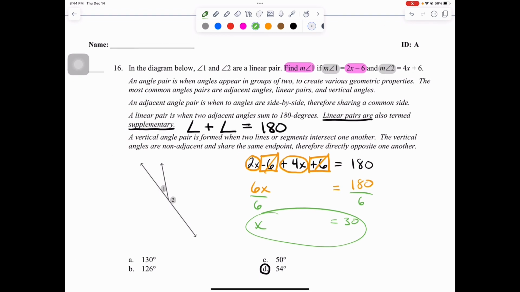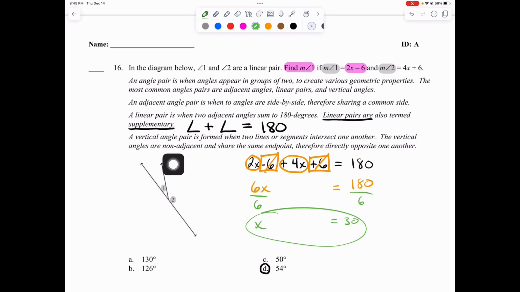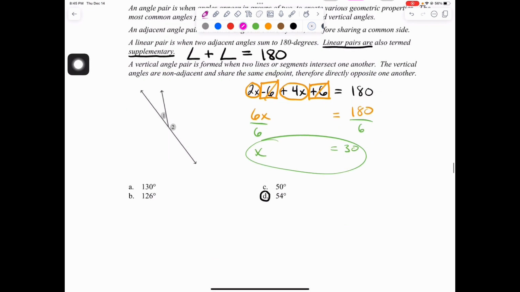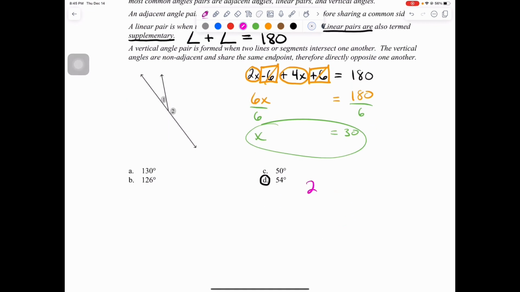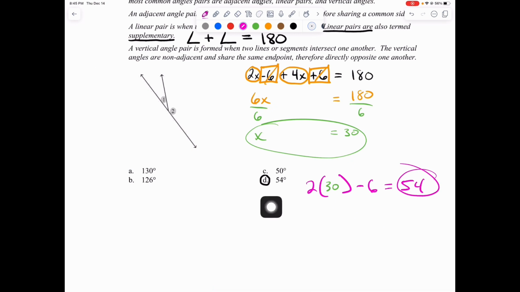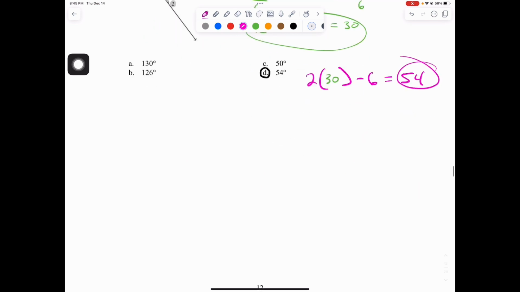No, we are not done yet. We have to plug in. It wants the measurement of angle 1, and since they're supplementary and they're two different sizes, we have to plug into angle 1. So 2x minus 6, let's go ahead and write that real quick: 2 times our x value of 30 minus 6. Put that into your calculator, and yes, you will get 54, as I've already had it circled from a previous one, but go ahead and circle that as well. You now have it solved.